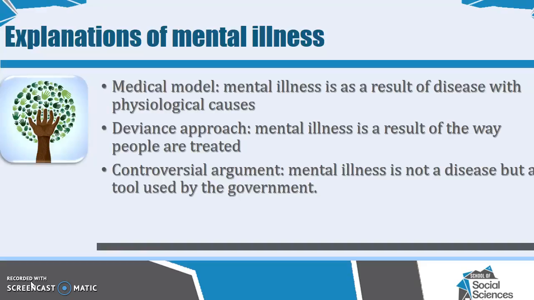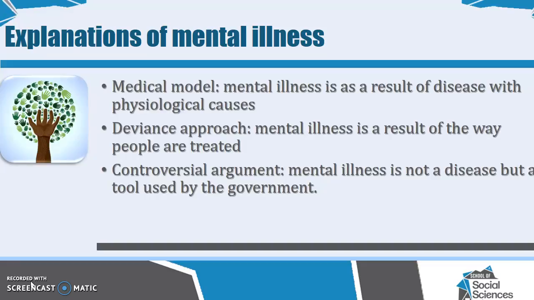Now let's take a look at mental illness. As I said before, the issues of mental illness take on a different form in terms of the explanations, because we're not exactly using the sociological perspectives, but we're going to use some other theories. Now there are three explanations of mental illness. Number one, there's the medical model. Number two, there's the deviant approach. And number three, there's the controversial argument.